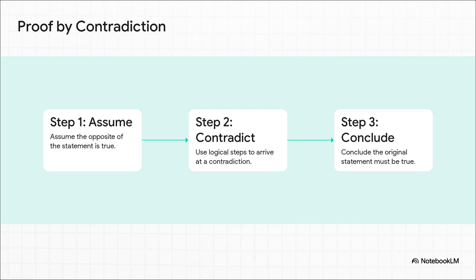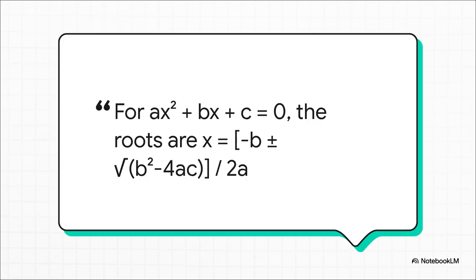The process is brilliantly simple. You've just got to remember it. First, you assume the exact opposite of what you're trying to prove is true. Second, you just follow the logical steps until you hit something that's impossible, a contradiction. That proves your first assumption was wrong, which means the original statement must have been true all along. Simple.